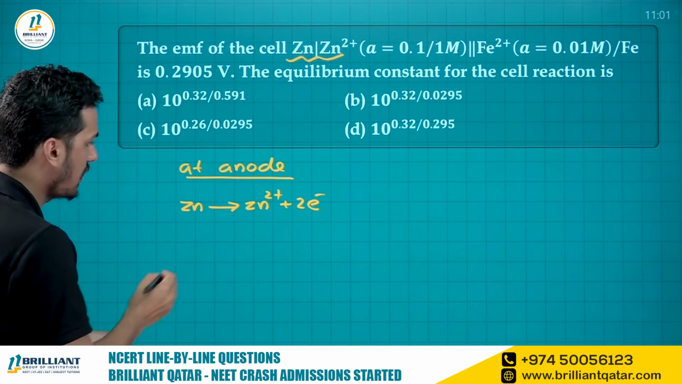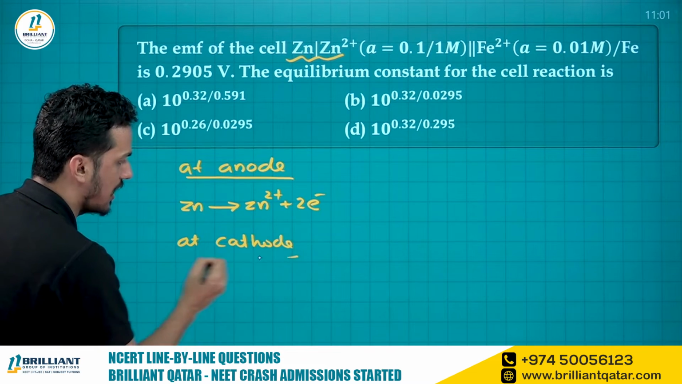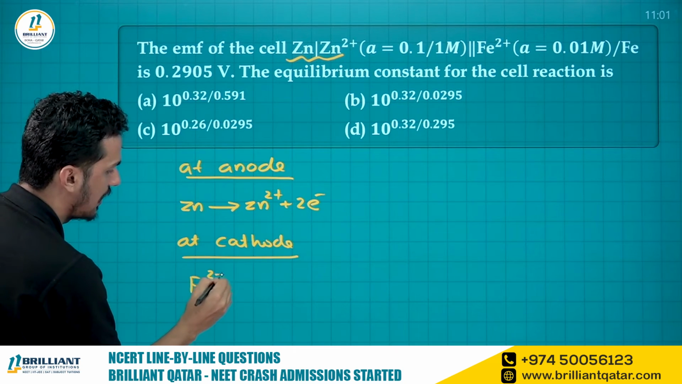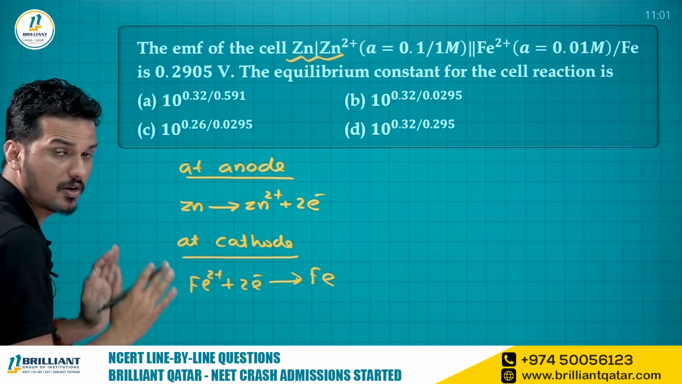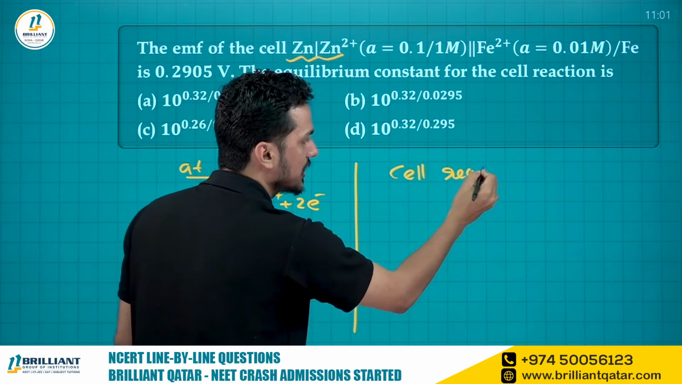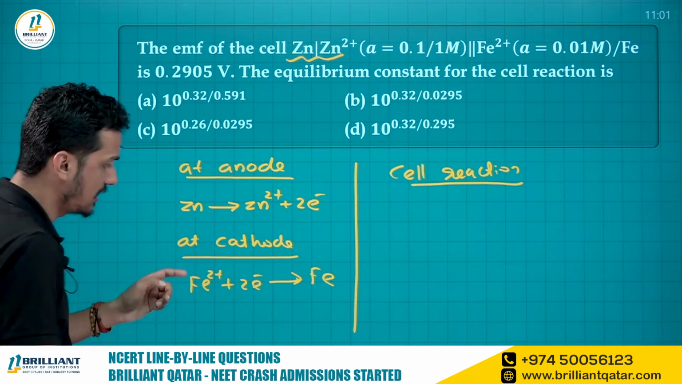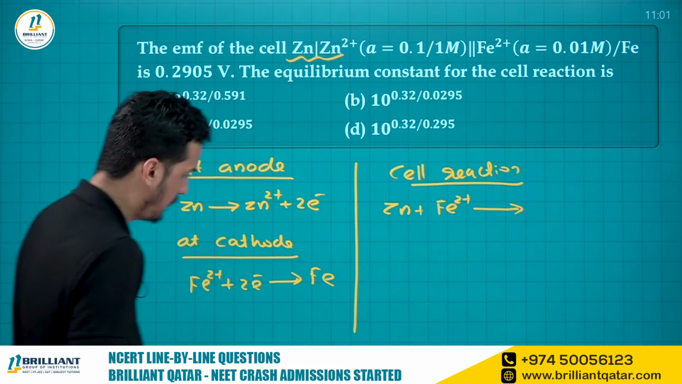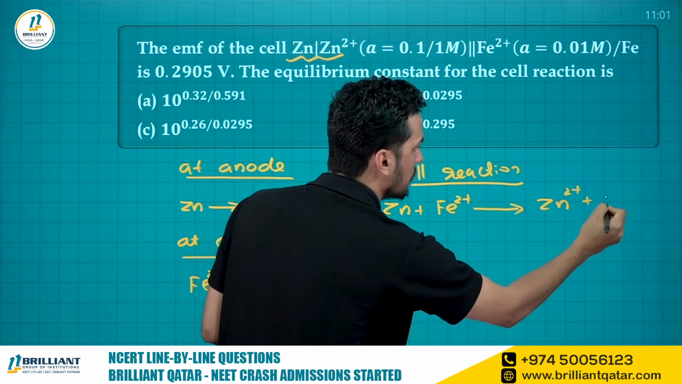This is at the anode. What about at the cathode? Listen to me very carefully. At the cathode, what will happen? Fe2+ will gain 2 electrons and become Fe. And what will be the cell reaction? Cell reaction means I have to add both. While adding both, what will I get on the left-hand side? Zn plus Fe2+ gives Zn2+ plus Fe.